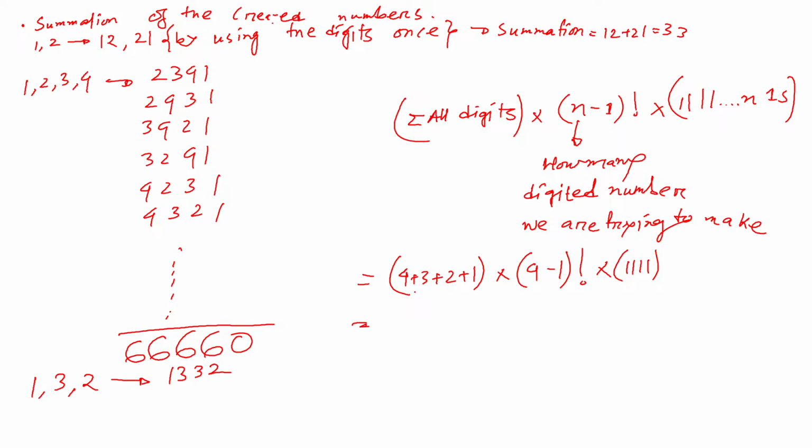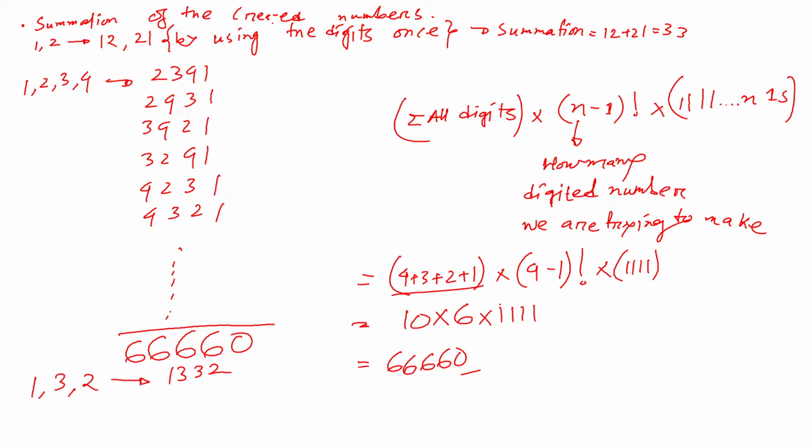See, this is 10, all right? And what is 3 factorial? 3 factorial equals 6, right? And then 1 1 1 1. This would equal 66,660. Okay, this will be the answer.